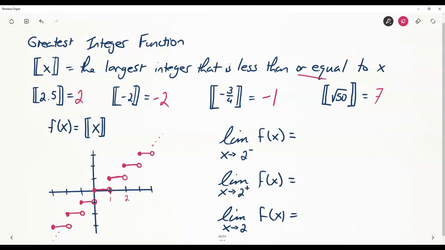Now, there is also the mirror image of this function called the least integer function, which is just the opposite. It would be the smallest integer that is greater than or equal to your value. And that changes the steps a little bit. It moves them up 1 unit, and it changes what side the closed and the open circles are on.